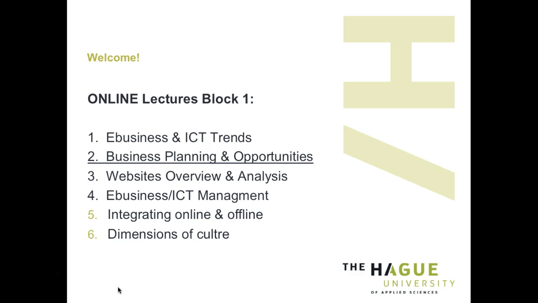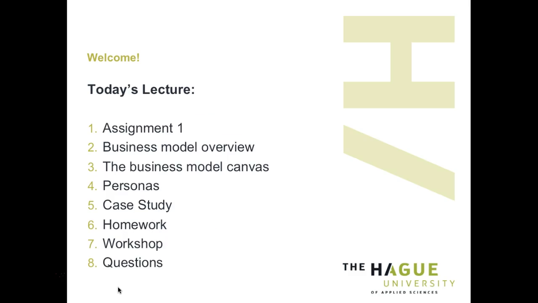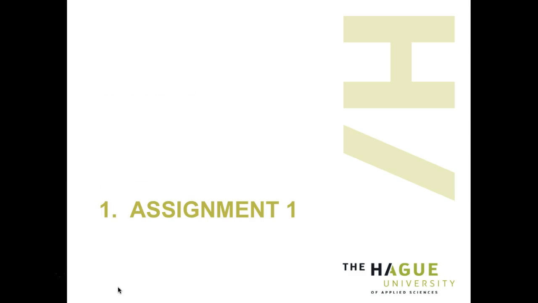Last week's online lecture, which you should have watched already, was on e-business and ICT trends. This week is business planning and opportunities, and in the coming weeks you'll also have a lecture each week on the following topics. Today we're going to look at assignment 1. I'm sure you're all keen to know what you need to do. It's now on Blackboard as well. Then we're going to look at a business model overview and Canvas, talk about personas and look at a case study, your homework, workshop and any questions.